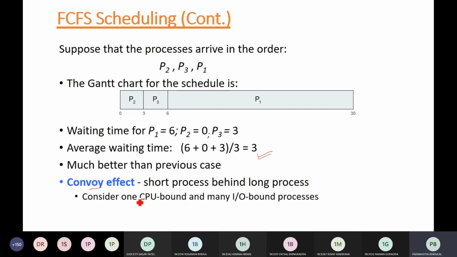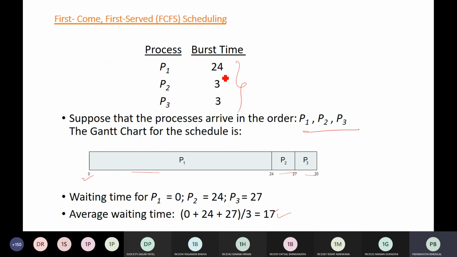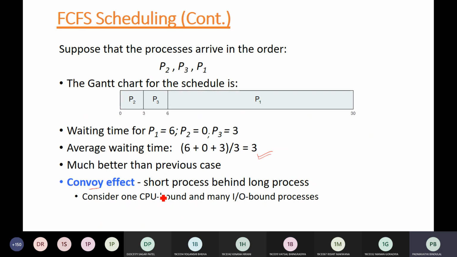Again, this is one problem or disadvantage we can say, because FCFS is not a preemptive algorithm. So if a high burst time task comes first, it gets priority, and the remaining tasks, which are short duration tasks, are kept waiting in your ready queue. This should not happen, so we have to use some kind of algorithm to reduce this effect.